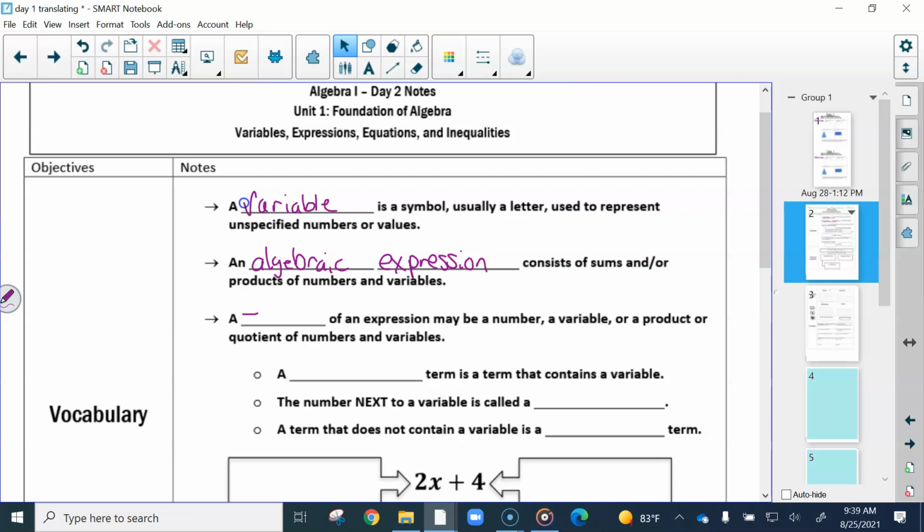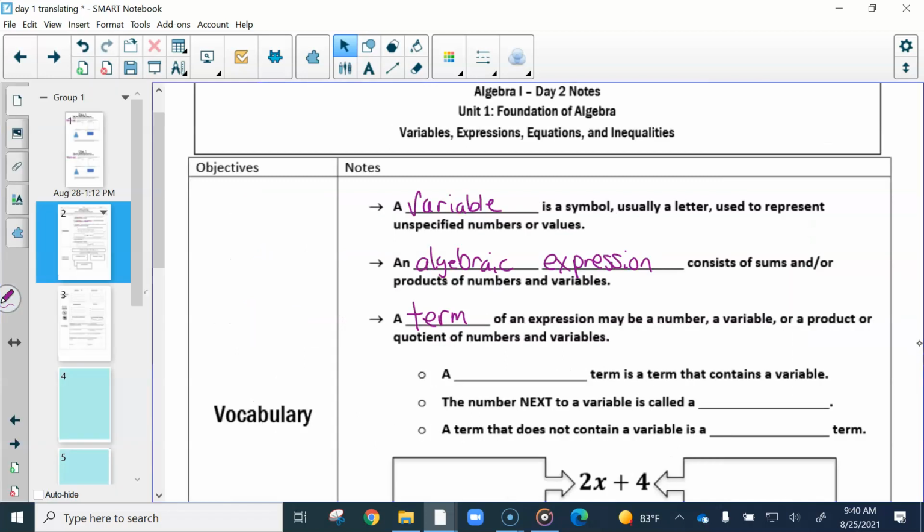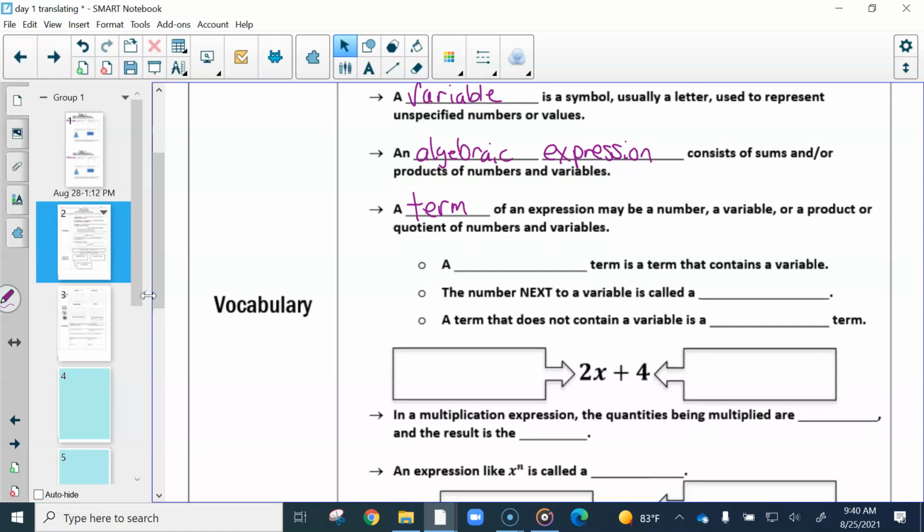A term of an expression would be a number, a variable, or a product or quotient of numbers and variables. So numbers by themselves are terms. Numbers with variables are terms, more specifically variable terms, but we'll get to that. And we could also say an algebraic expression is a term. Different ways to look at that. So this is a variable term: a term that contains a variable. That one's redundant.